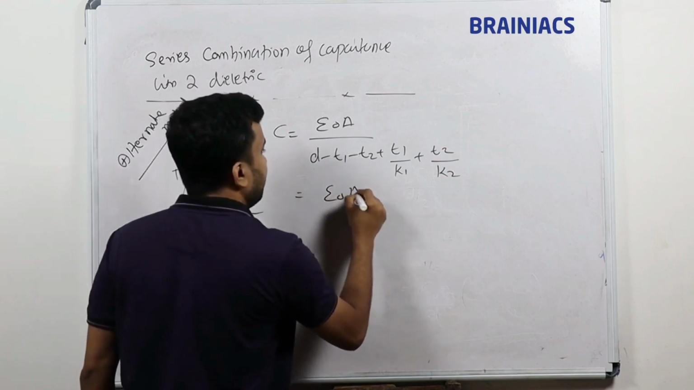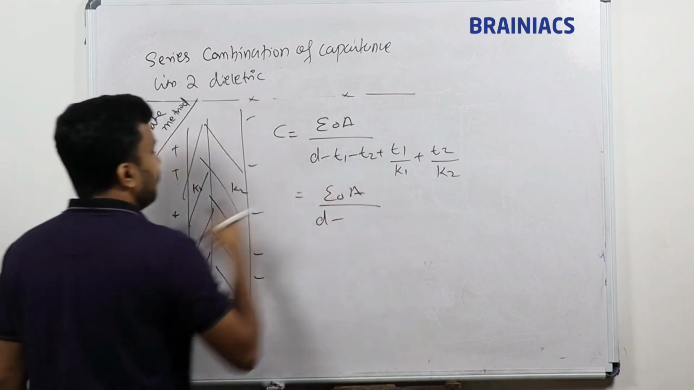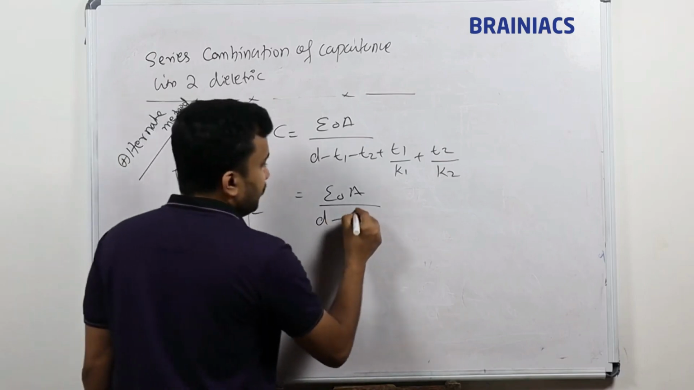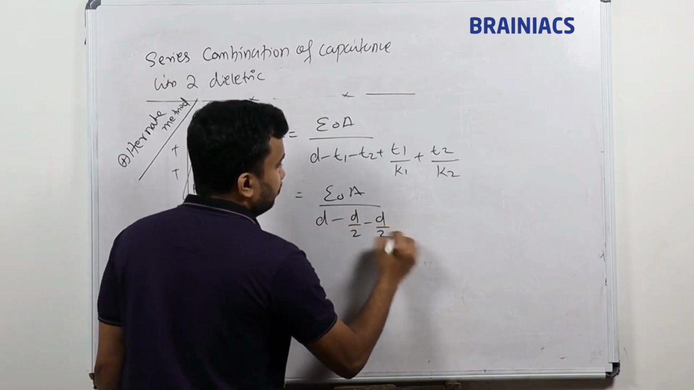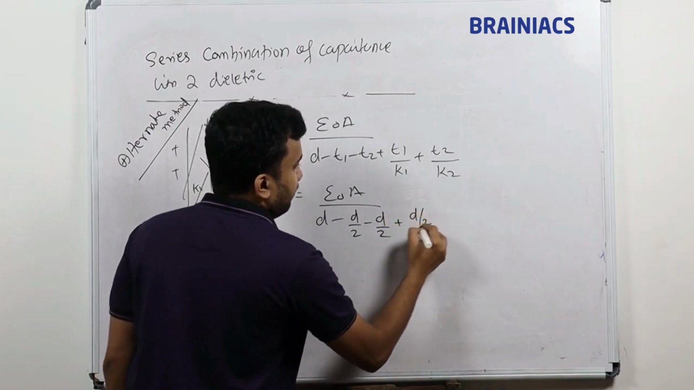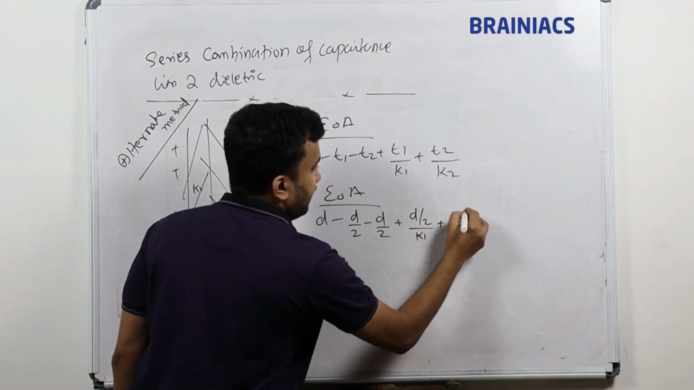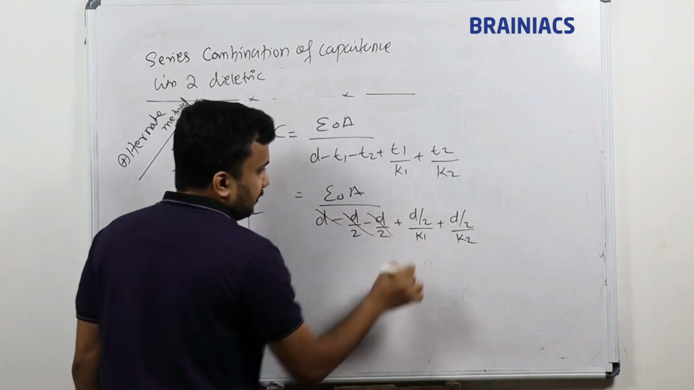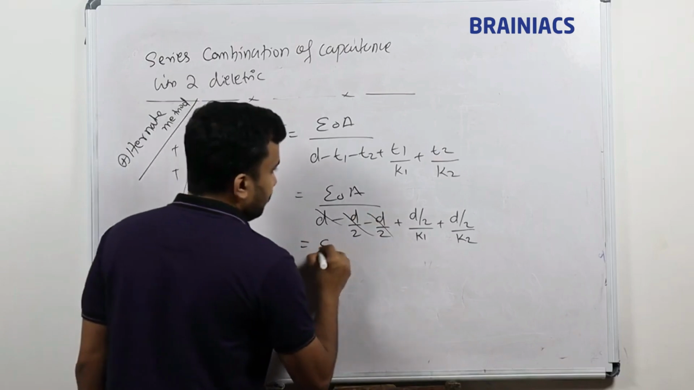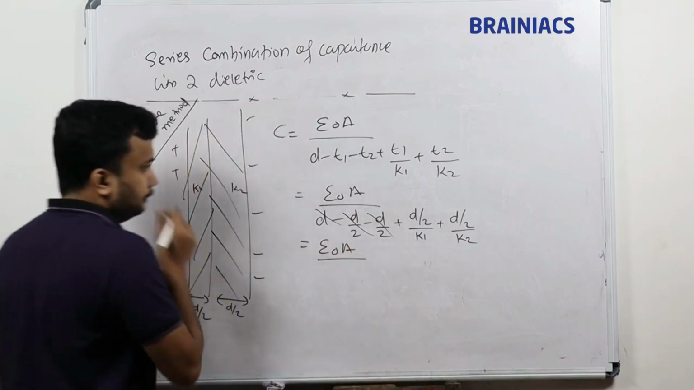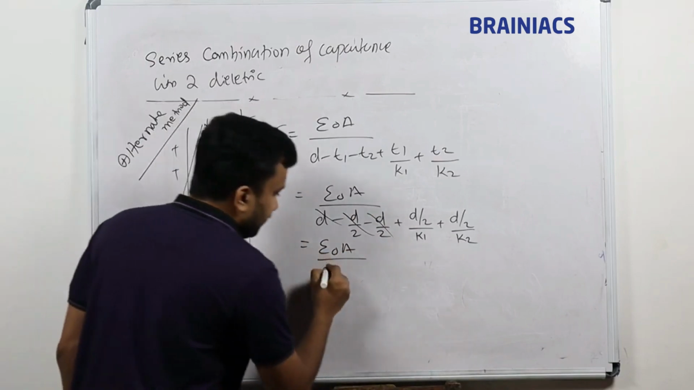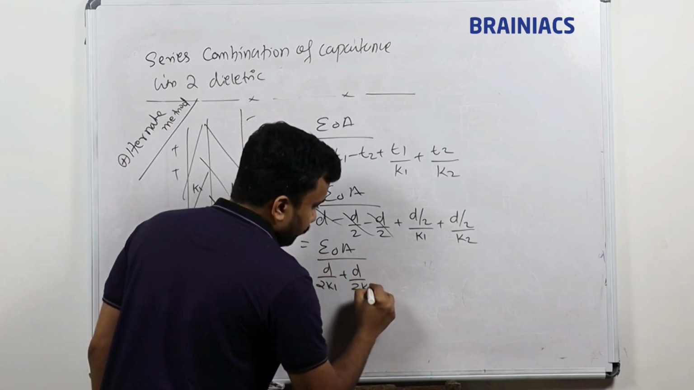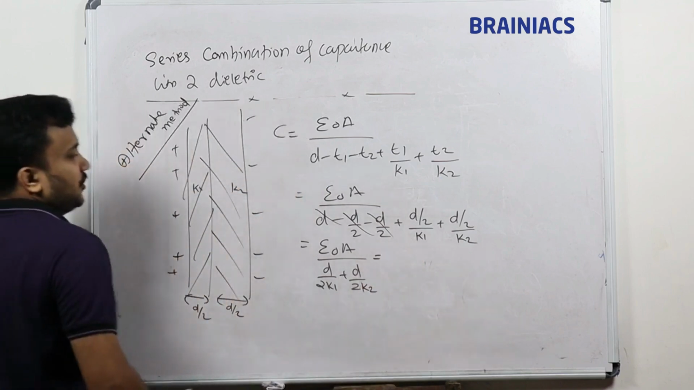So it becomes epsilon A divided by D minus T1 minus T2. What is T1, T2? T1 is D by 2, T2 is D by 2. So it is D minus D by 2 minus D by 2 plus D by 2K1 plus D by 2K2. D minus D becomes 0. So epsilon A divided by D by 2K1 plus D by 2K2. D is taken outside.